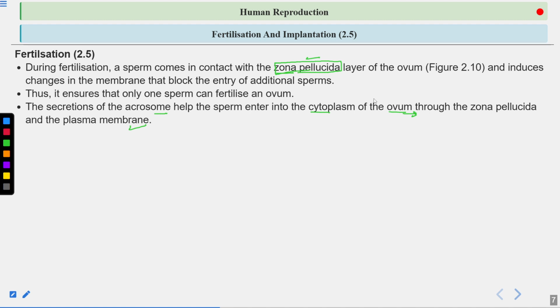All right. Enzymes present in acrosome are hyaluronidase and necrosin. So this acrosome reaction helps the sperm to penetrate the egg. Means it helps in the fertilization.